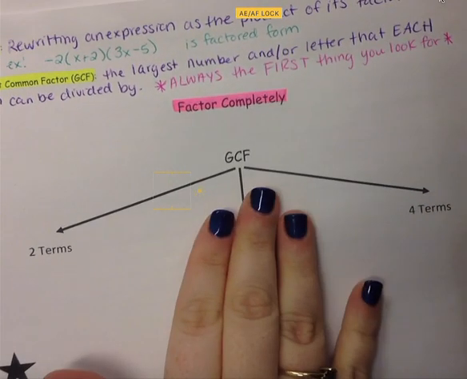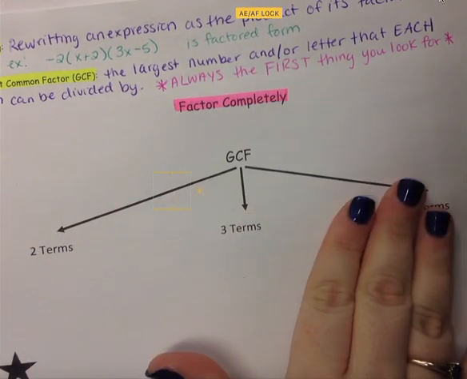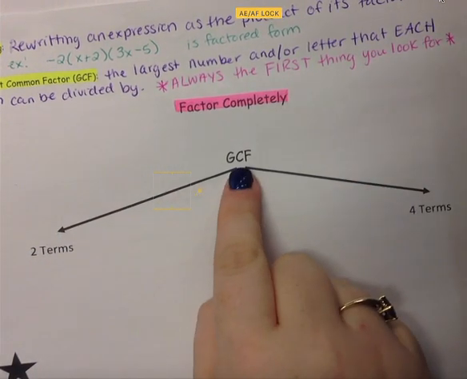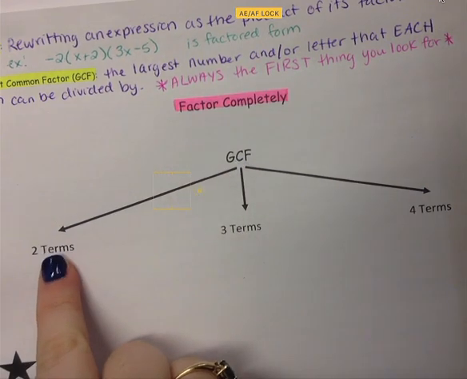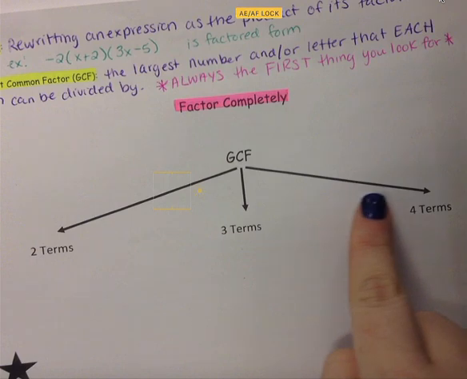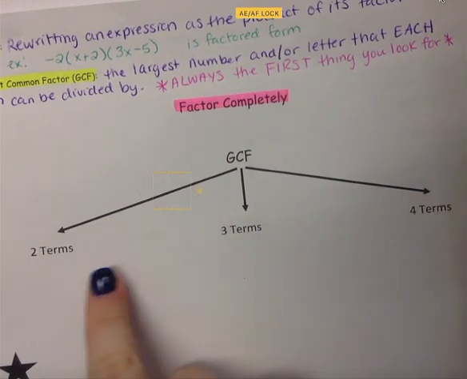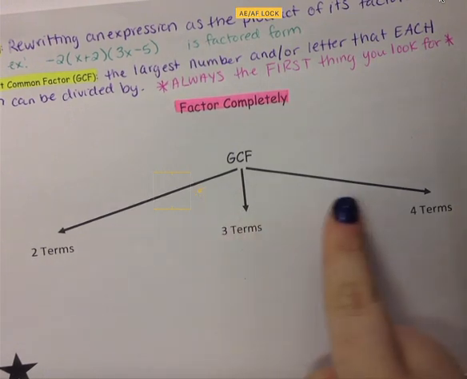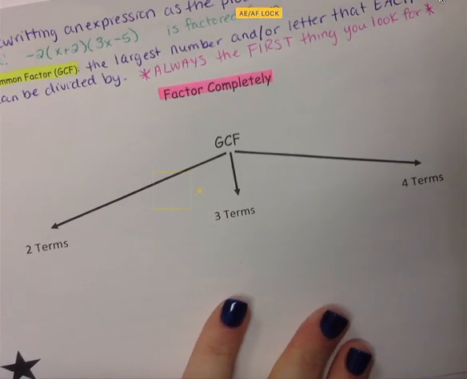Now I have a chart here that has different amounts of terms that we could have. The part up at the top of the chart is a GCF because that's always the first thing you look for. Once you have factored the GCF, you can actually determine how many terms are left inside the parentheses after you factor the GCF. Because the amount of terms determines which method of factoring you can actually do.